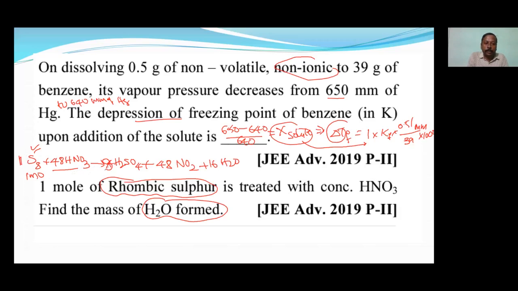S8 plus 48 HNO3 gives H2SO4, NO2 and H2O. So that means 1 mole is giving 16 moles of H2O. 16 into 18. Only if you are balancing right and taking S8, then no problem. 16 into 18 gives 288. The answer is 288.